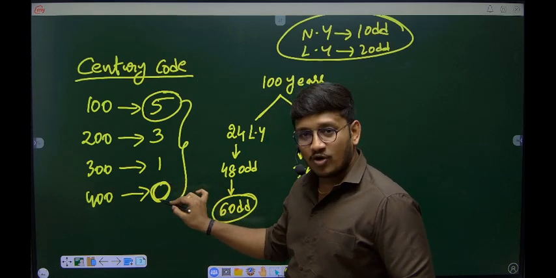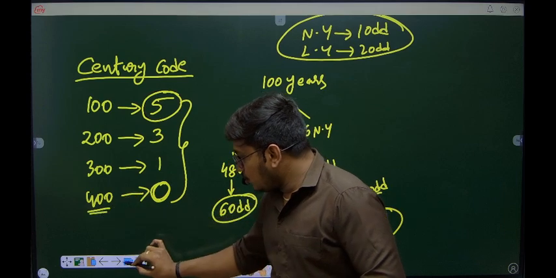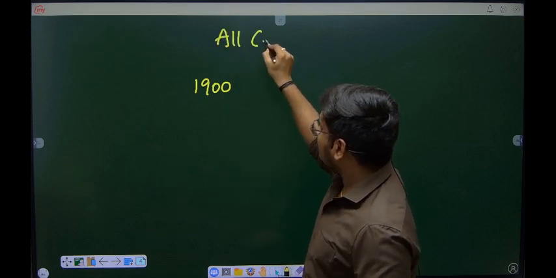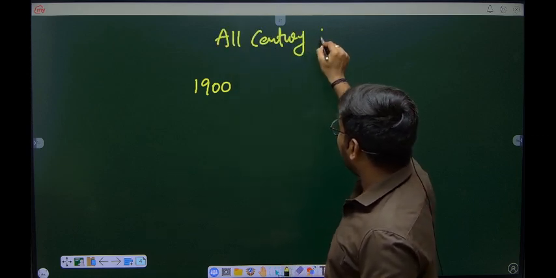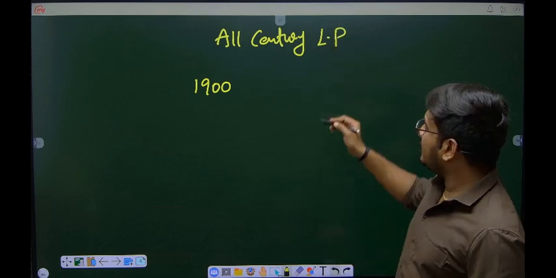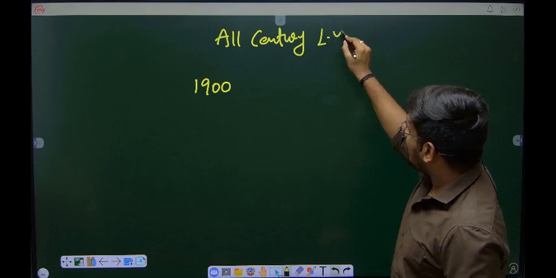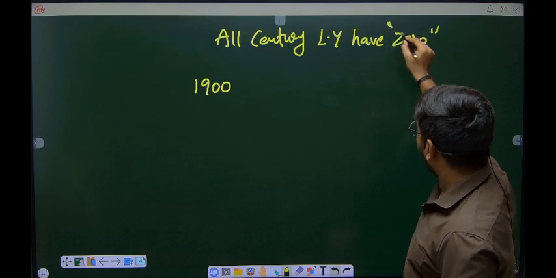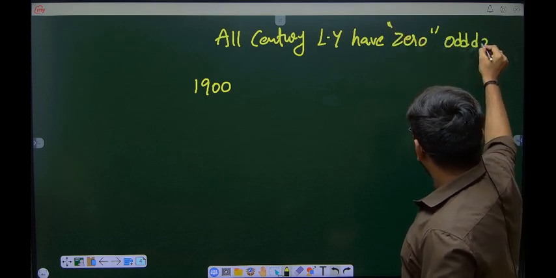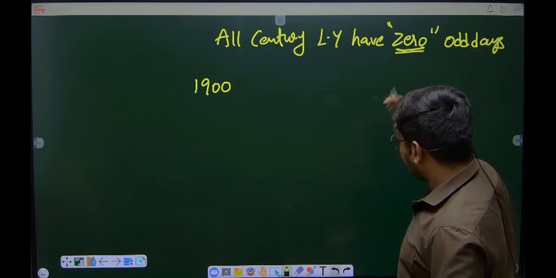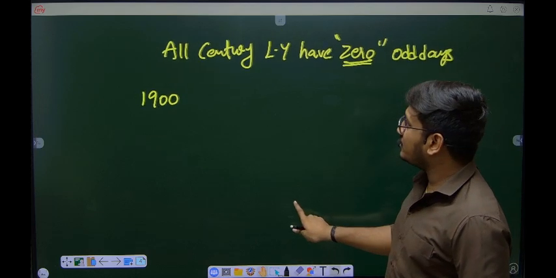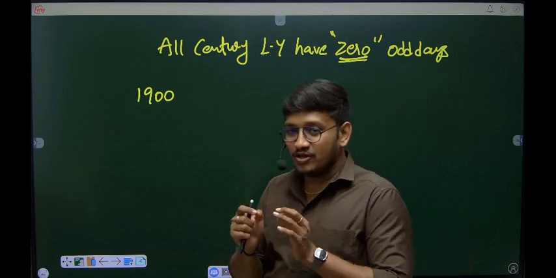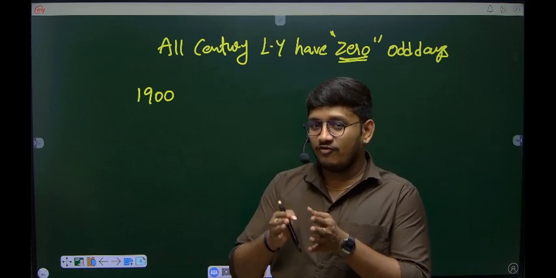For which year 0 odd days? 400. Do remember, all century leap years have 0 odd days. This is the point that you should remember. All century leap years have 0 odd days. Okay, write this point in your notes. Make sure that you have full clarity on that.